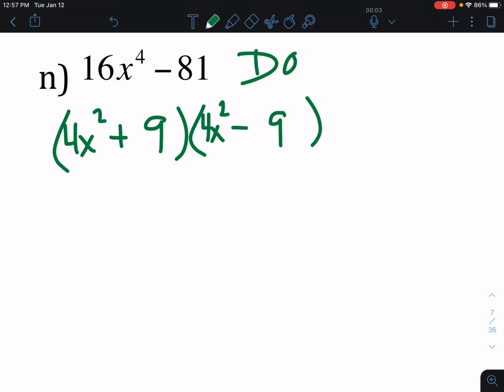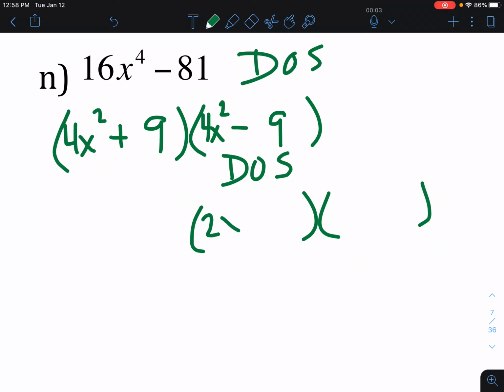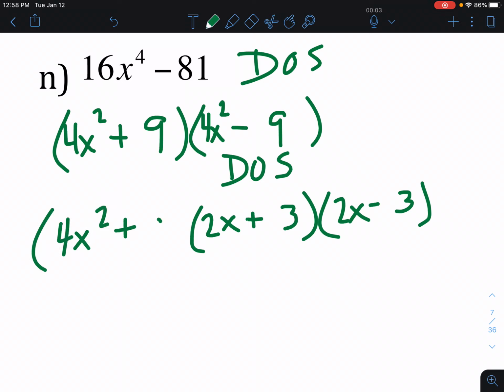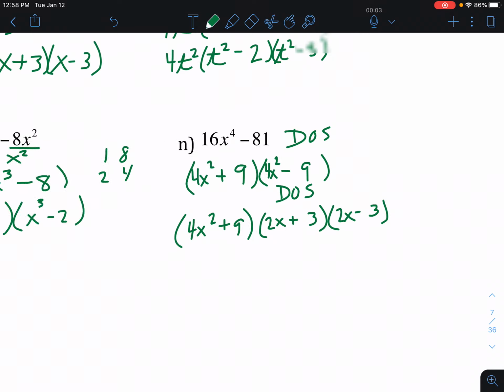So we started off this problem with difference of squares. Can we factor more? This guy, the first one, no. But the second one is difference of squares again. Notice they're square rootable. 4x to the second would be 2x in both. Square root of 9 would be 3 in both. And of course, my signs are plus minus. And then your first guy, you just bring down. It was not factorable anymore.